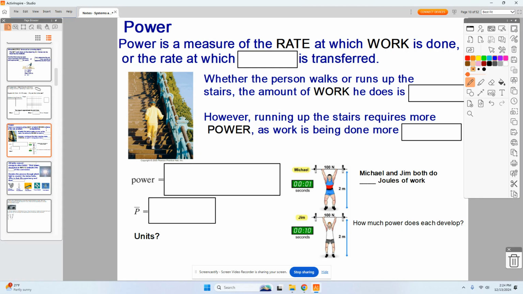All right. A rate at which we do work, or the rate at which we transfer energy.